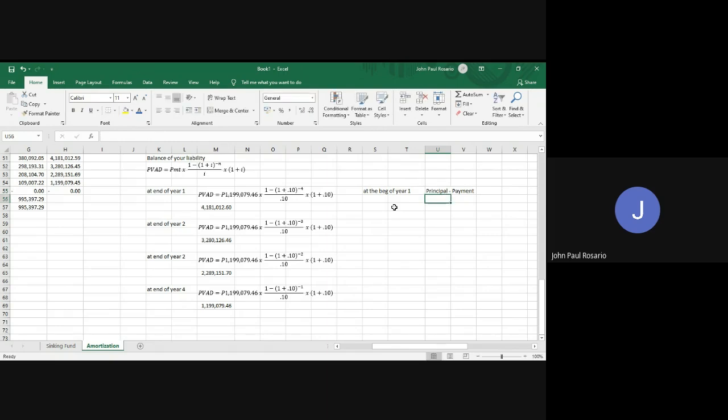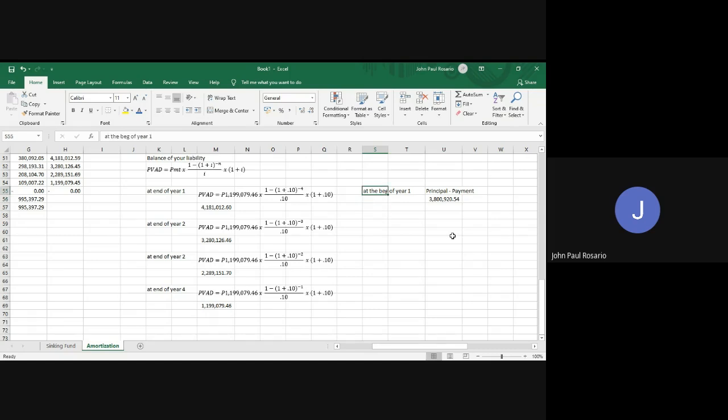So, in this case, this is 5 million, less na to itong payment na 1,199,079.46. So this is our balance at the beginning of year 1 after payment. Okay, take note na this is after payment.